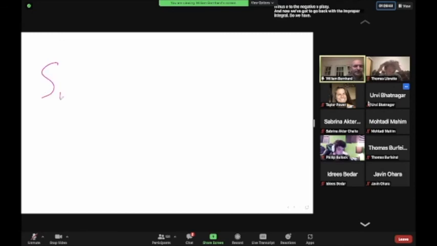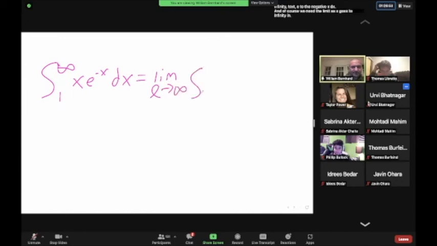So we have the integral from 1 to infinity of x e to the negative x dx. And of course, we need the limit as L goes to infinity of the integral from 1 to L, maybe we used b in this class, I beg your pardon, it doesn't really matter.